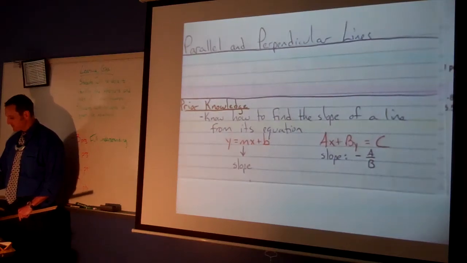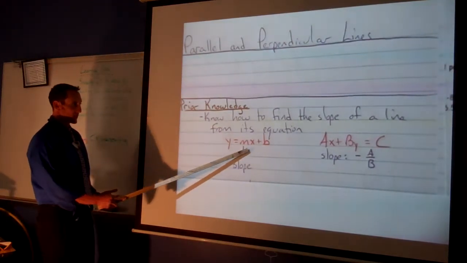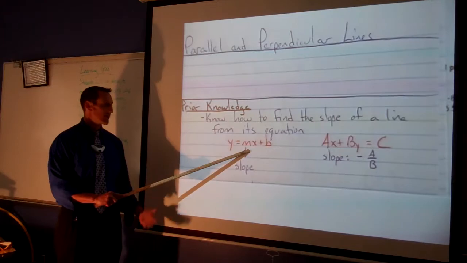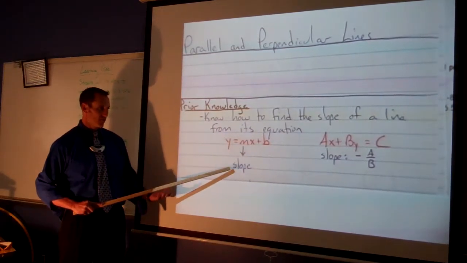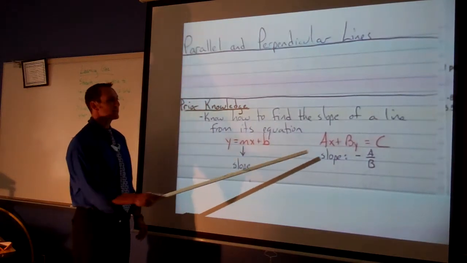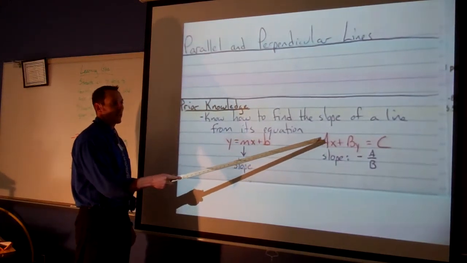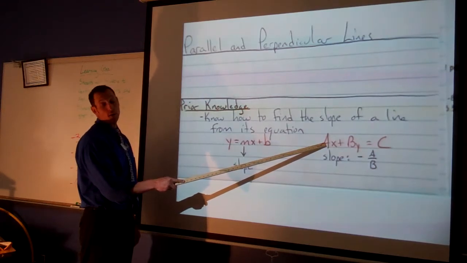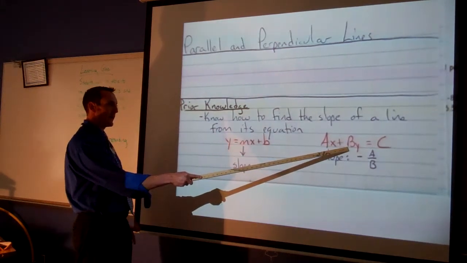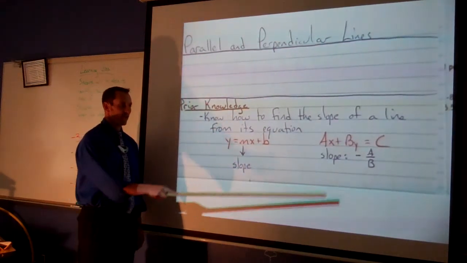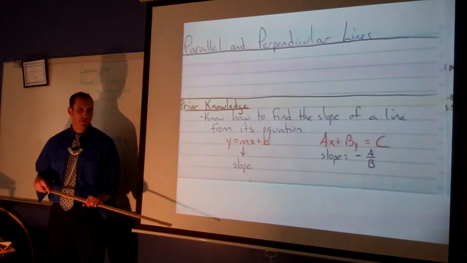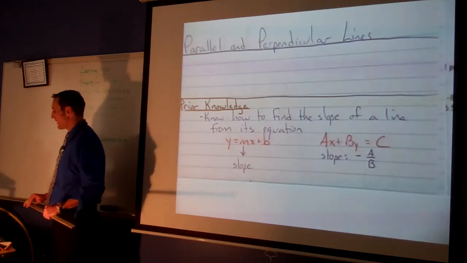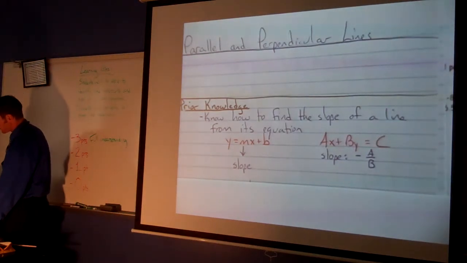In slope-intercept form, the slope, of course, is the coefficient of x, or the number in front of the x. So if y is by itself, the slope is the number in front of the x. In standard form, you take the coefficient of x, put it over the coefficient of y, and then change the sign. So it's the opposite of the coefficient of x over the coefficient of y. And we'll see how that works in a few examples.